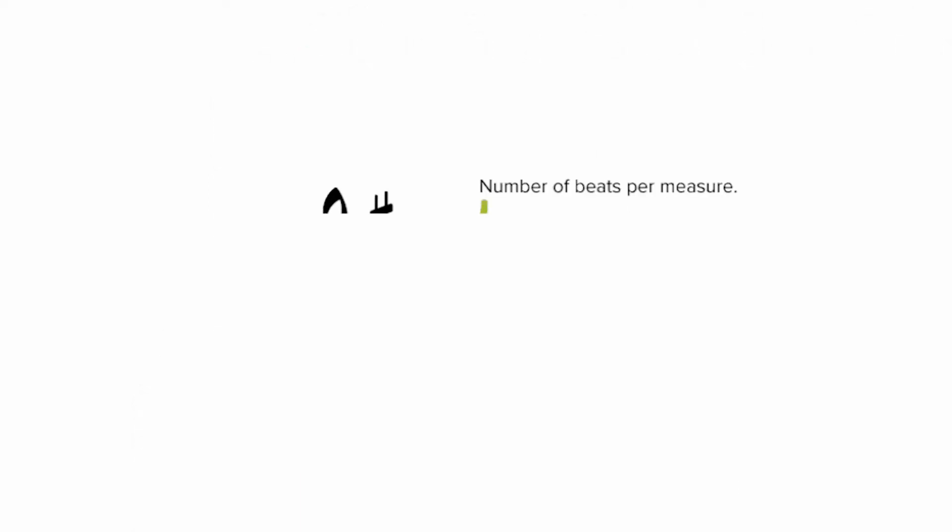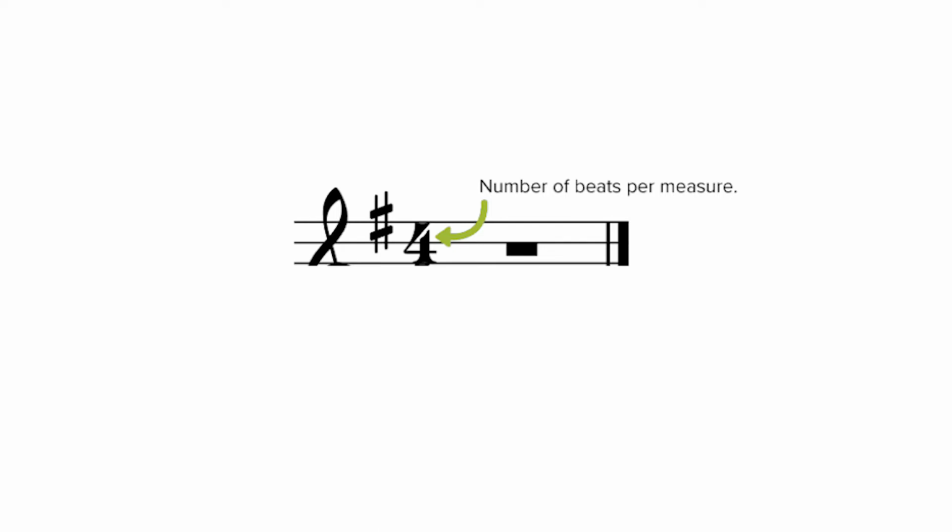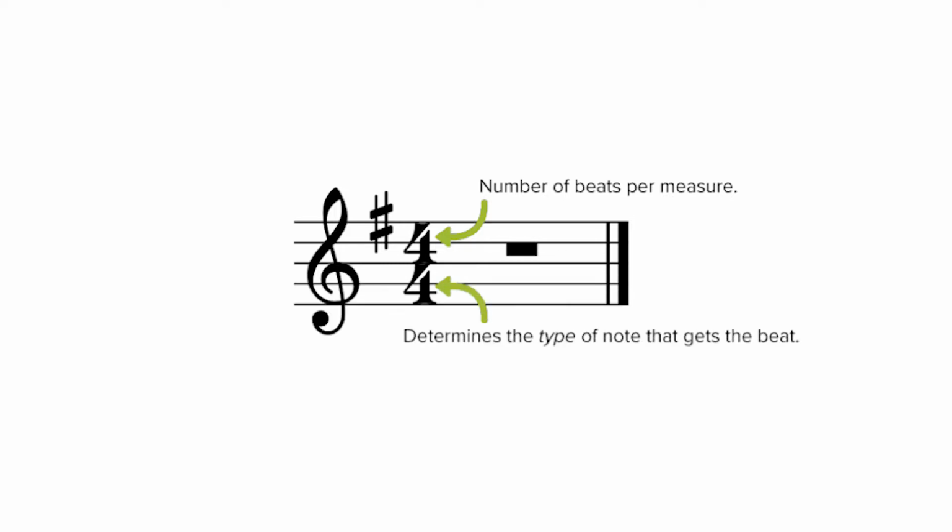The number on top tells us how many beats make up one bar. The number on the bottom tells us what note equals one beat. And that's probably not too helpful yet, but we're going to continue to break it down.